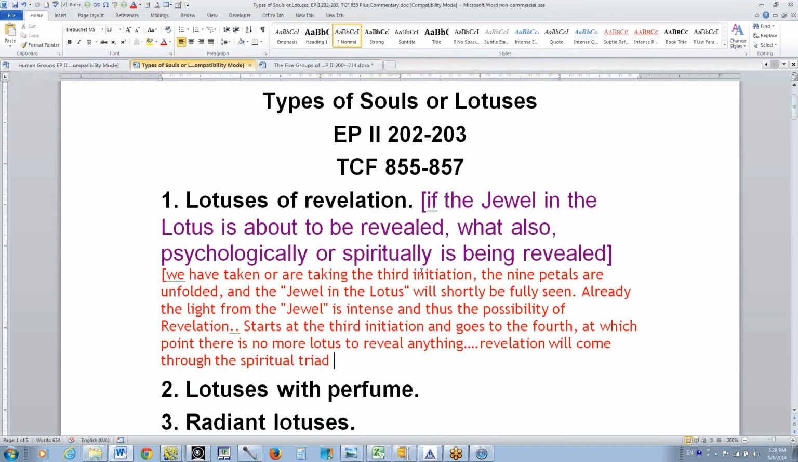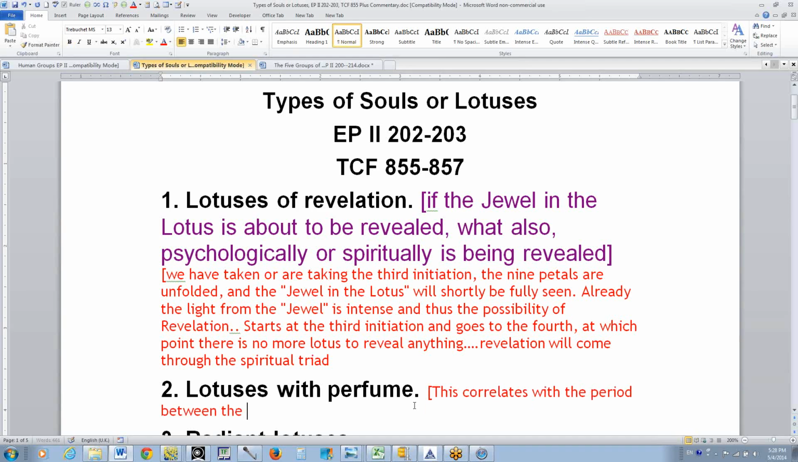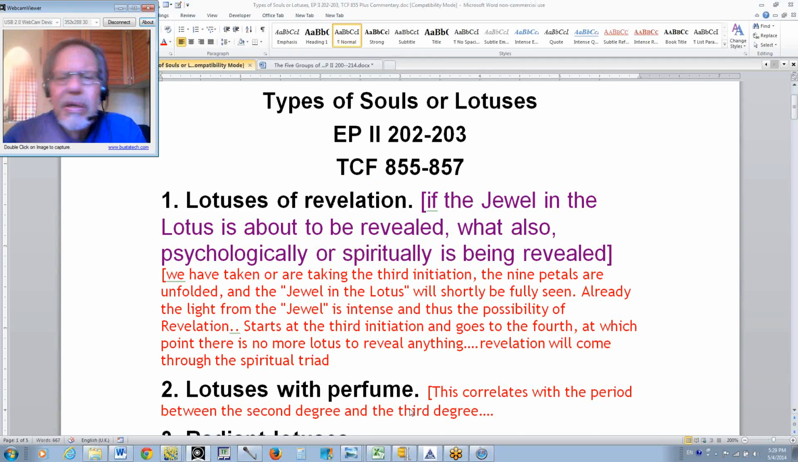Now, the next one, lotuses with perfume, and I would say this correlates with the period between the second degree and the third degree. Perfume is a very magnetic, attractive substance, and it has to do with the love petal of the sacrifice tier. So when that petal is quite in process of unfoldment, the rod of initiation is applied, however it is applied, and the second degree takes place.